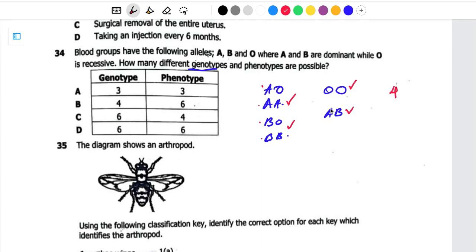Those ones that we are able to see. Then when it comes to the genotypes, how many genotypes do we have? 1, 2, 3, 4, 5, 6. So we have 6 genotypes and 4 phenotypes. So according to the genotype we have 6, then according to the phenotype we have 4. So meaning to say the answer is just going to be C.